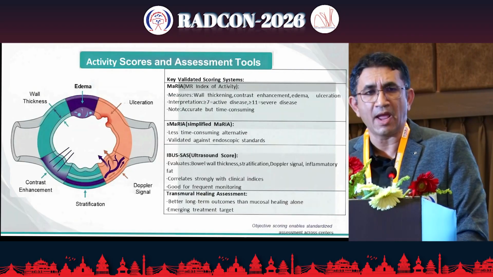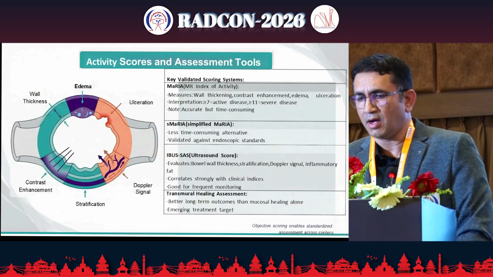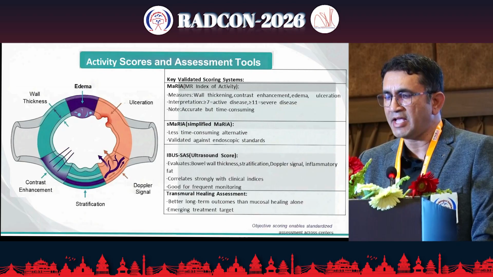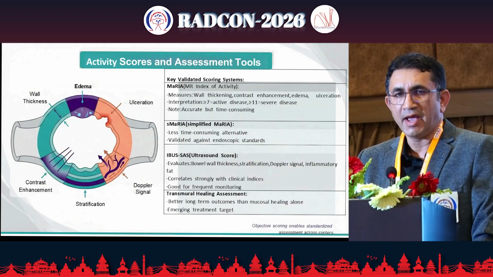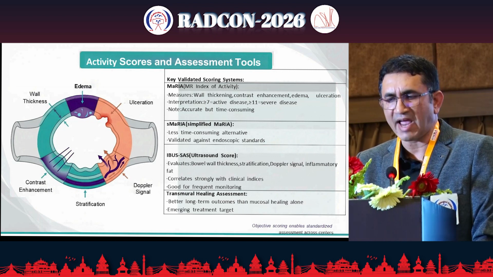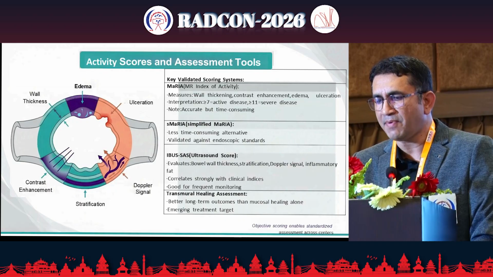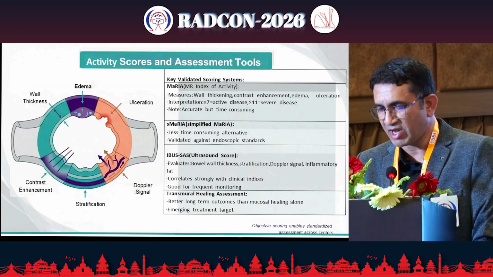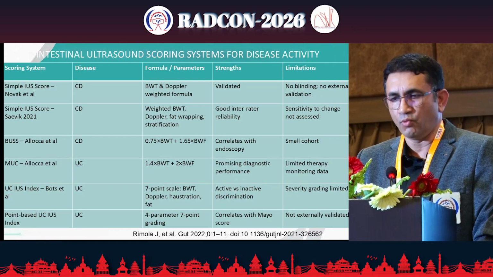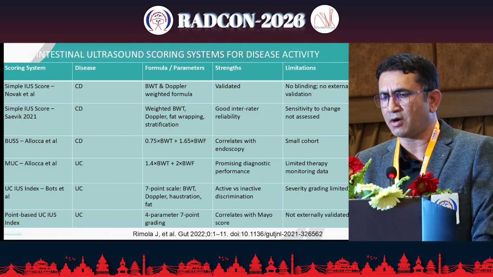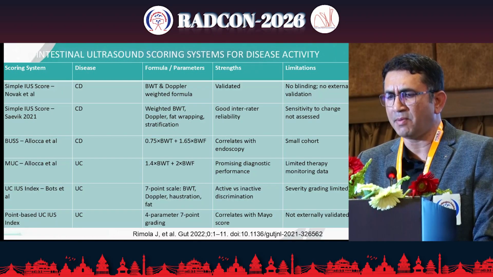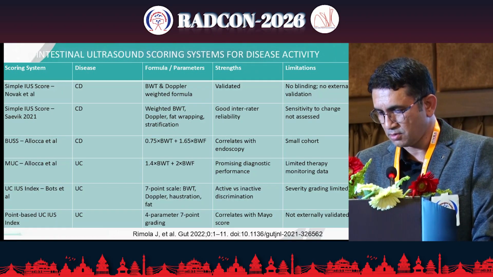So for the MRI activity score, normally we use the MR index of activity, where we look for wall thickening, enhancement, edema, and ulceration. More than 7 is active and more than 11 is severe. But it is more time consuming, so nowadays we use the simplified MRI score, where we don't need to use contrast. There are various ultrasound scorings, where we look for bowel wall thickening, color Doppler, weighted formulas, etc. And there are various formulas which can be validated according to our need.